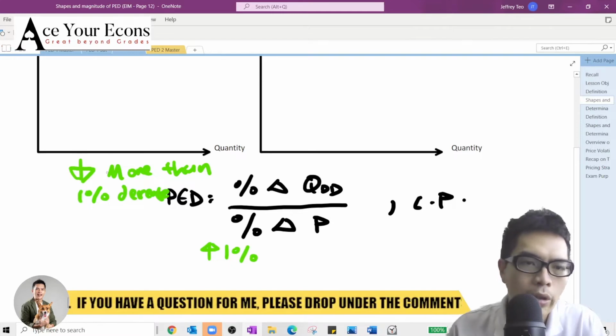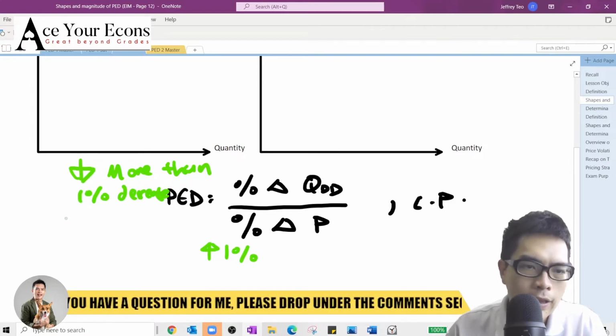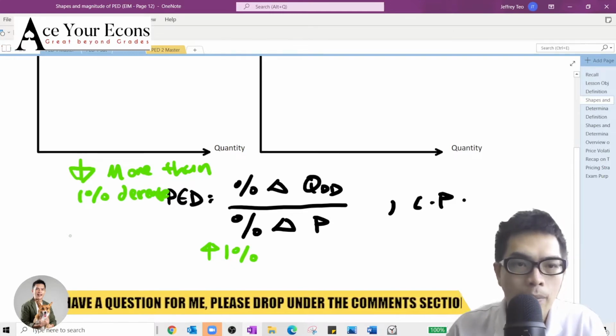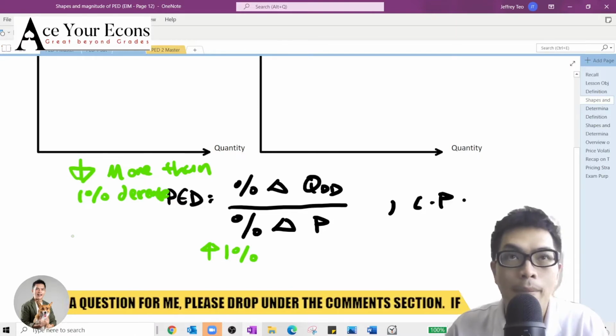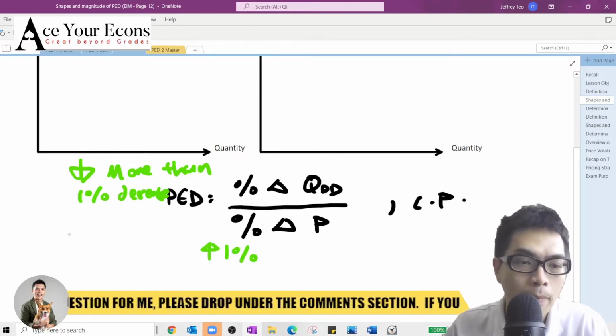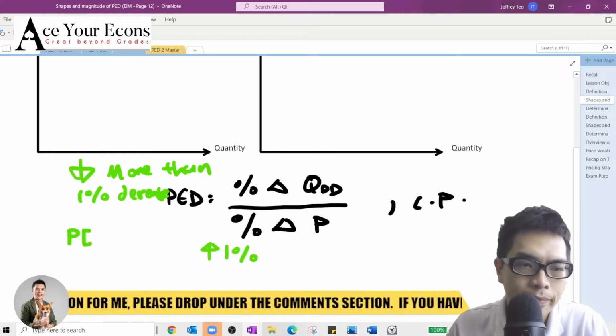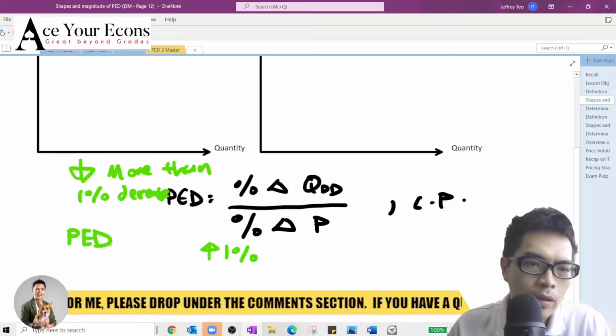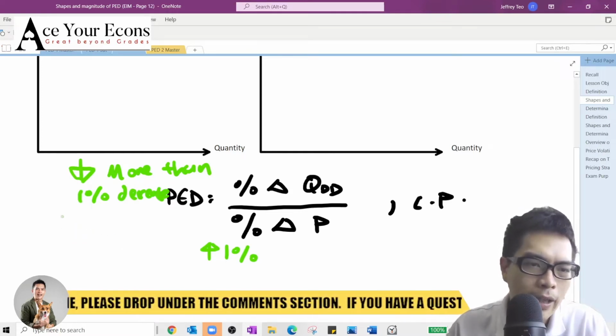This is what we call elastic. Your price elasticity of demand is price elastic. Demand is price elastic.